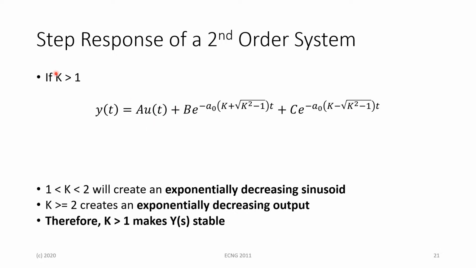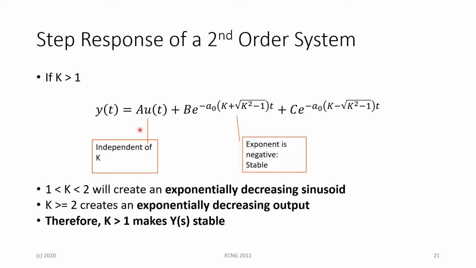Now let's watch what happens if k is more than 1 in this particular case. The unit step is also independent here. But for these exponents, when k is more than 1, this bracket component will result in a positive value, but we multiply by negative a naught, so we get a negative value overall for the power of the exponent.